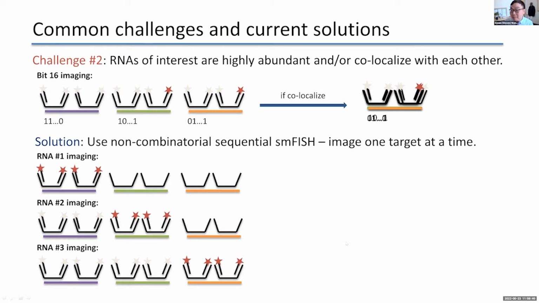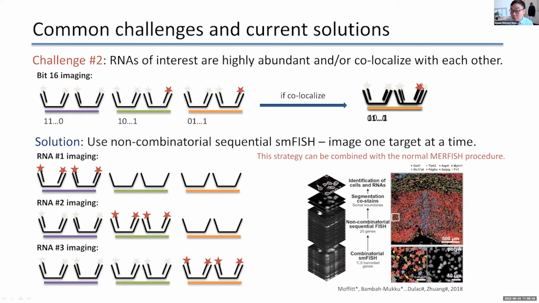And this strategy can be combined with a combinatorial MERFISH procedure. So if you have many genes, most of them are good, they're not highly abundant, and they're not supposed to colocalize with each other, only some of them are problematic. Then you can actually do this MERFISH procedure together with the non-combinatorial sequential FISH as demonstrated in this work. Got the benefit of both worlds.